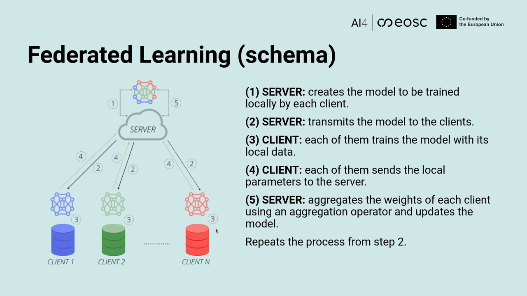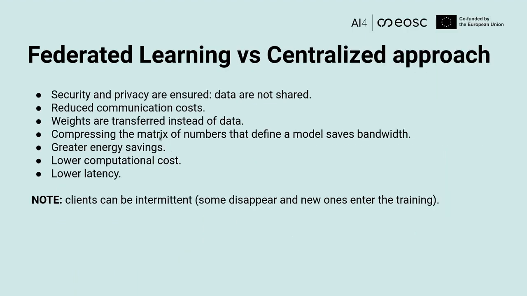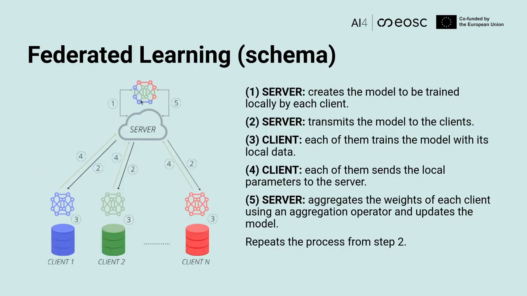Then in step number 4, each client sends to the server, all the clients share with the server their local parameters once the model is trained. Then the server here in step number 5 will aggregate all the weights received.